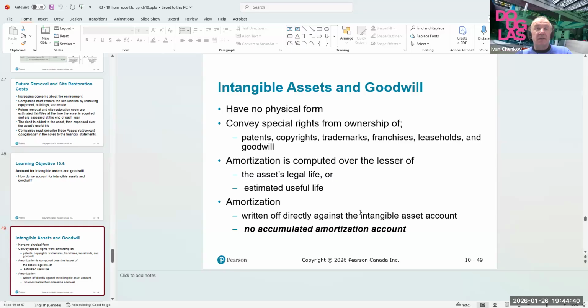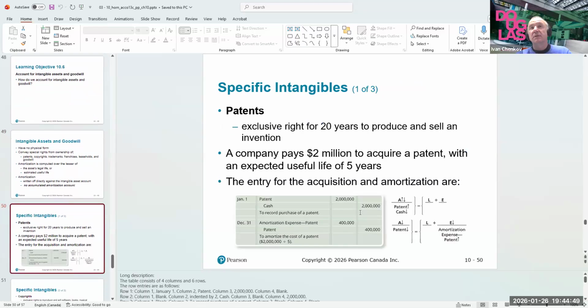Now, the tricky part is here. In the intangible assets, we don't have an accumulated amortization account. We're just showing the expense, nothing else. So how is this going to work? Let's say we have a patent.